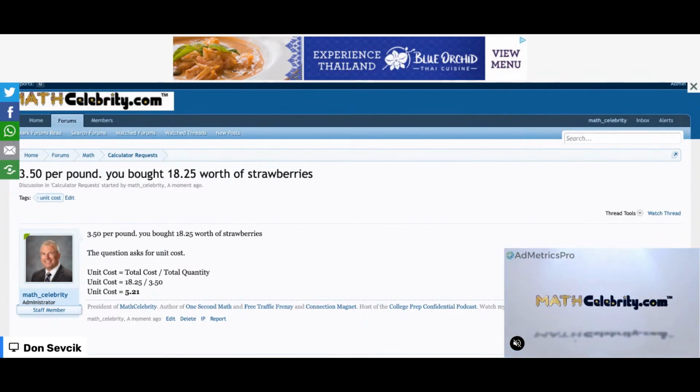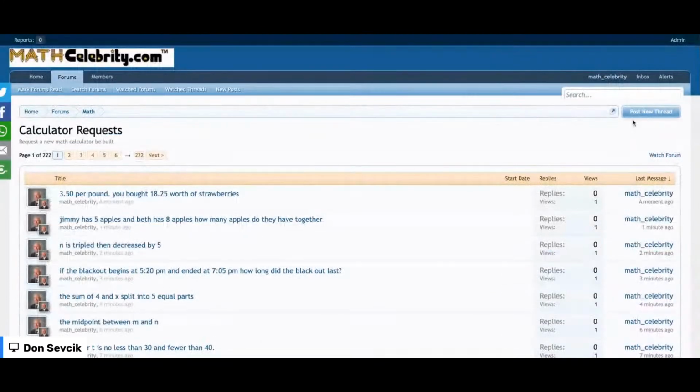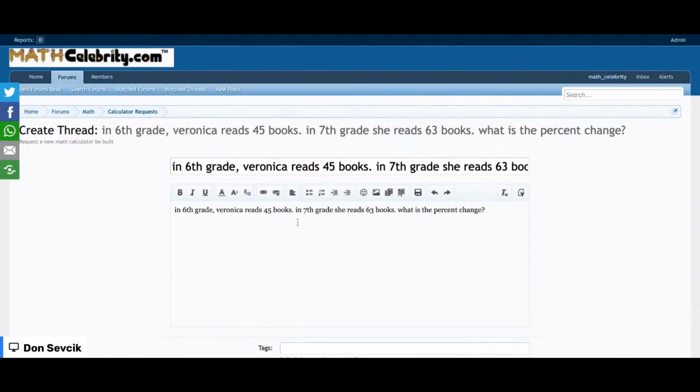We'll do a percent change. In 6th grade, Veronica reads 45 books. In 7th grade, she reads 63 books. What is the percent change? Percent change equals new value minus old value, and I have to wrap this in parentheses, divided by old value, times 100. Actually, let me put the 100% out front. This tells you instantly it is a percentage.